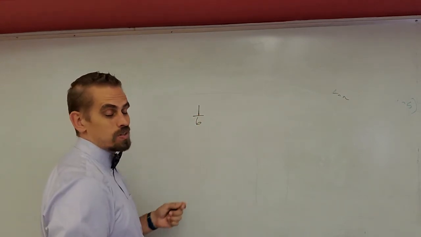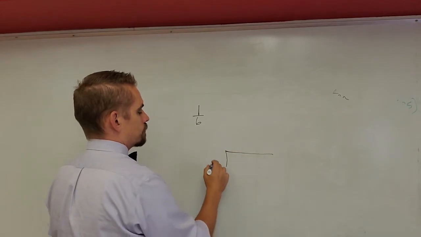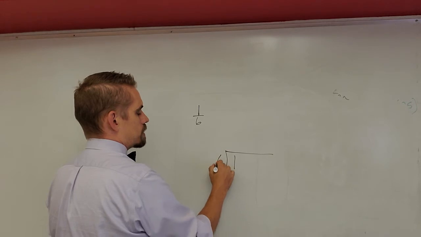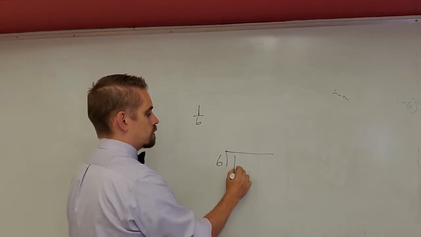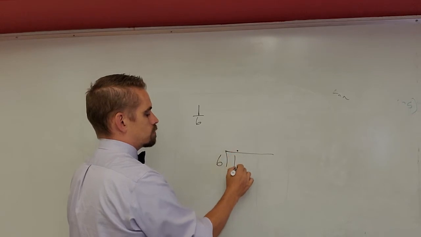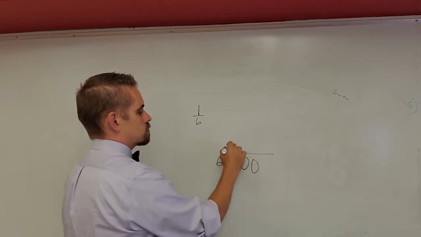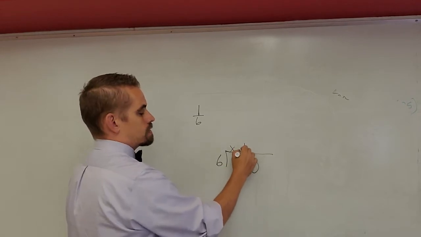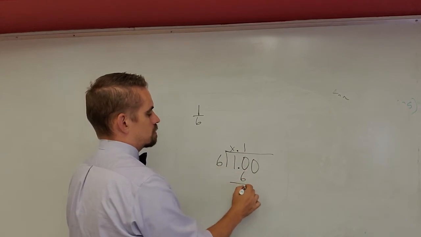There's your fraction, 1/6. Now we're going to divide it and see what it is as a decimal. So top guy goes inside the house, bottom guy goes out. 6 can't go into 1 because 1 is smaller than 6. So we put our decimal point, add a couple of zeros. 6 will not go into 1. How many times will 6 go into 10? 1 time. 1 times 6 is 6.